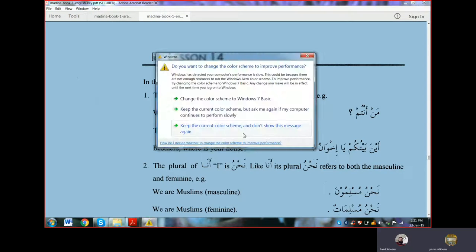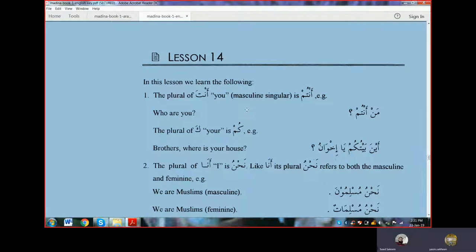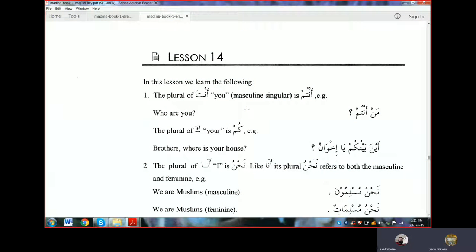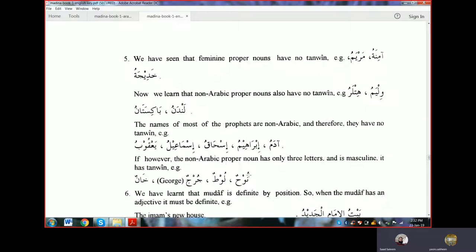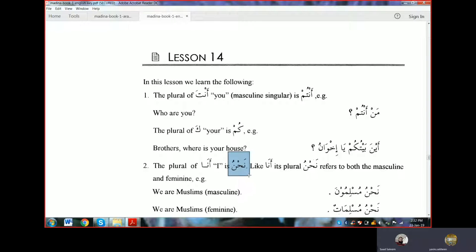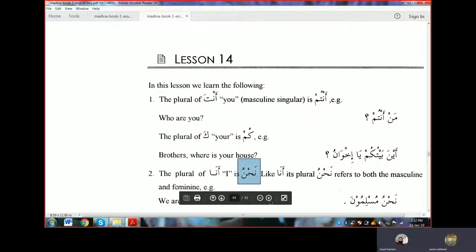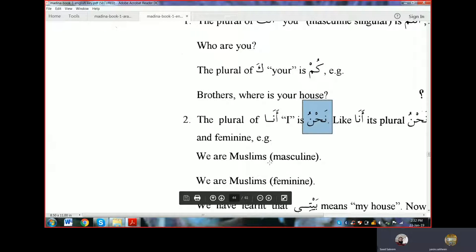The plural of ana, I, is nahnu. Like ana, nahnu. The plural of ana is nahnu. Nahnu, we, or us. Nahnu refers to both the masculine and feminine.